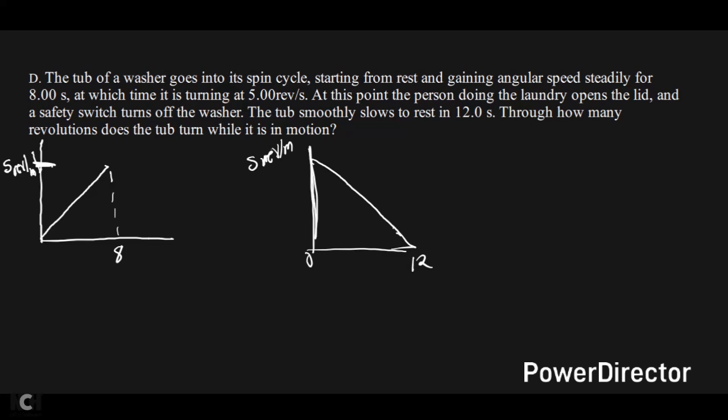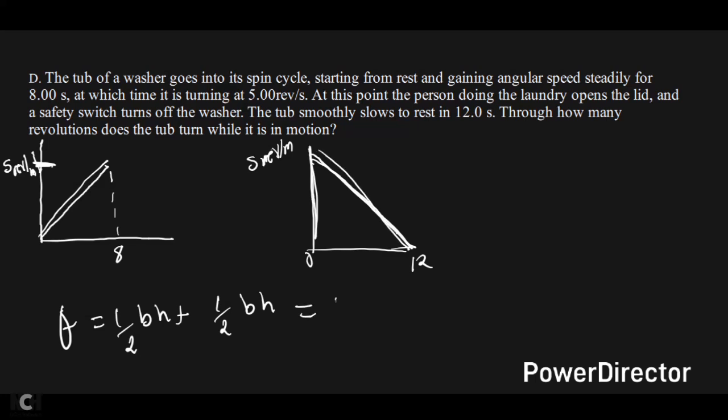Now they're asking through how many revolutions does the tub move? Well, it is in motion. When it was starting, it was in motion, and when it was coming down for 12 seconds, it was also in motion. So what are you going to do in this situation? To calculate the whole distance that was in motion, remember that this is a triangle, so we just do 1 over 2 bh for the part that was speeding up, plus 1 over 2 bh for the motion that was slowing down.